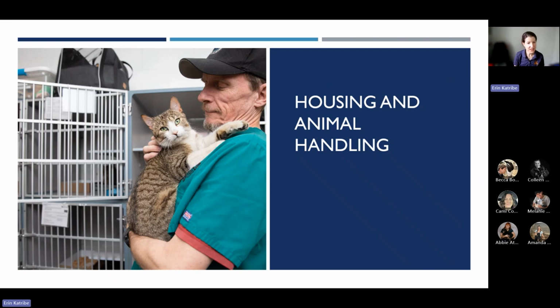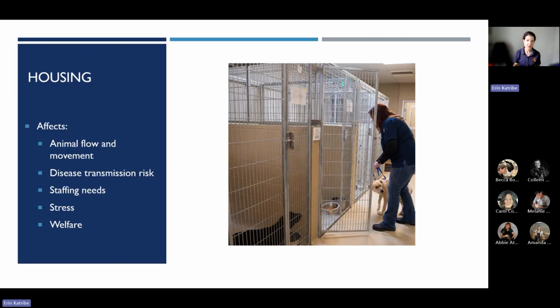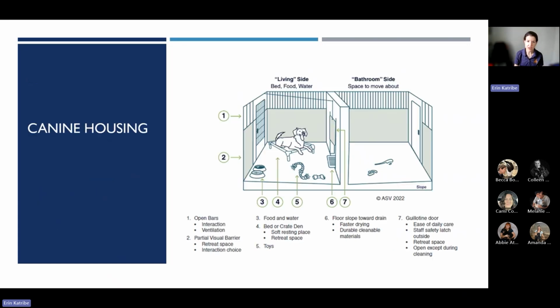Okay, let's look at housing and animal handling. So this is shelter medicine. Why are we talking about housing? Well, what housing facilities look like in shelters affects animal flow and movement through the shelter, and that's part of population management. Population management, as well as the quality of housing, can affect disease transmission risk. It affects our staffing needs, it affects the stress of the animals, and all of these things impact the welfare of the animals in our care, and that in turn, right, is a part of their physical health and behavioral health. So I have some of the images from the Association of Shelter Vets Guidelines for Standards of Care in Animal Shelters.